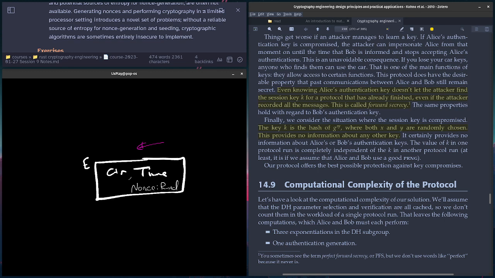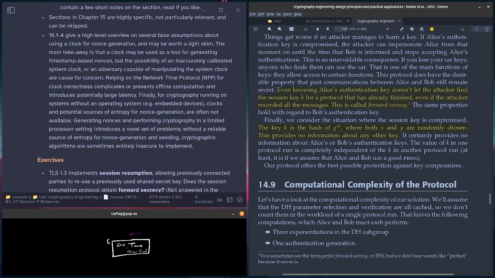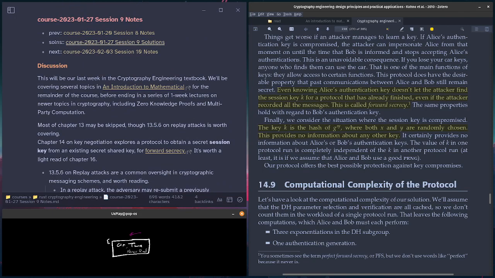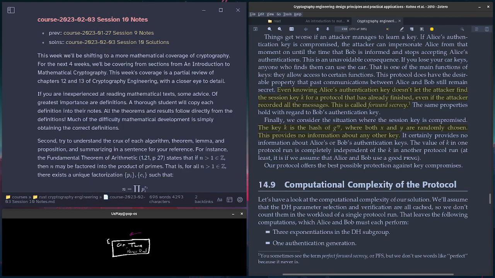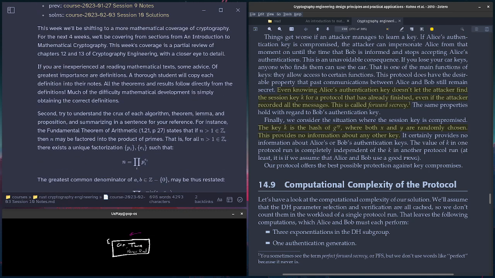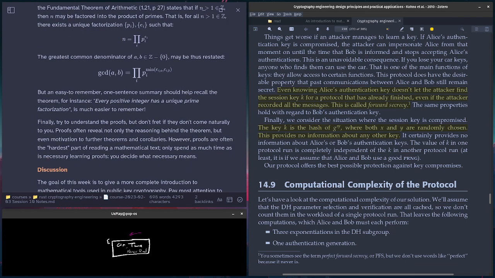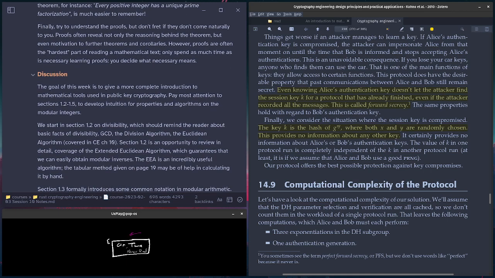So, peeking ahead to next session, the next session's notes are up. We're going to be dipping into A Mathematical Introduction to Cryptography, and taking a look at some of the sections in the first chapter. There are some notes about how to read a mathematical textbook, specifically how to absorb definitions, what to look for in theorems versus proofs, and how to approach the topic.